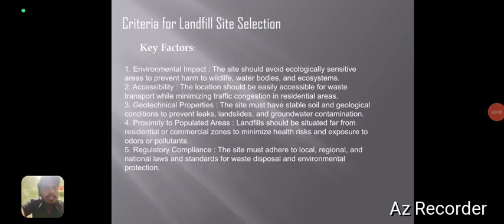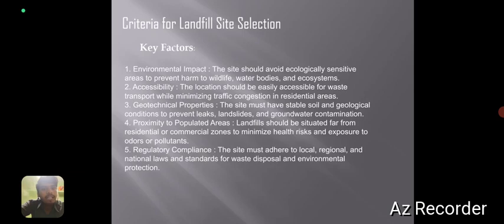Criteria for landfill site selection. Key factor: environmental impact. The site should avoid ecologically sensitive areas to prevent harm to wildlife, water bodies, and ecosystems. Accessibility: the location should be easily accessible for waste transport while minimizing traffic congestion in residential areas. Geotechnical properties: the site must have stable soil and geological conditions to prevent leaks, landslides, and groundwater contamination.